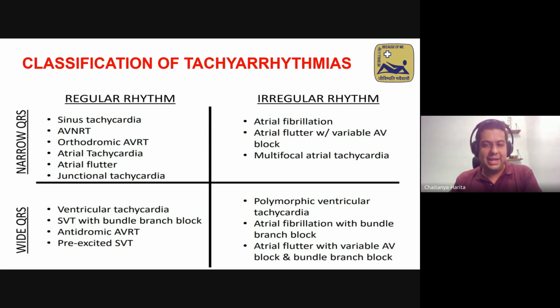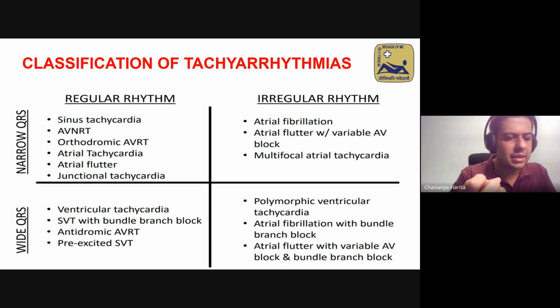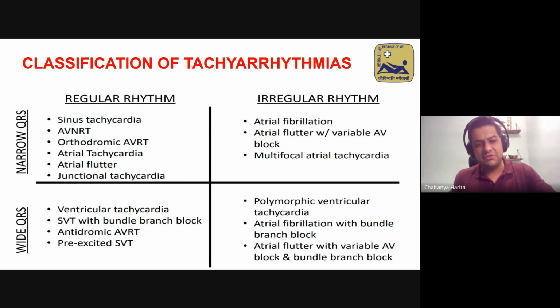If your QRS is wide, that is more than 3 small boxes, the problem is probably in the bundle of His and below, which means that it's arising from the ventricles. These are called ventricular arrhythmias. So whenever the QRS is wide, it means that the arrhythmia is arising from the bundle of His and below. Some people say AV node and below as well, and that is why it is wide.